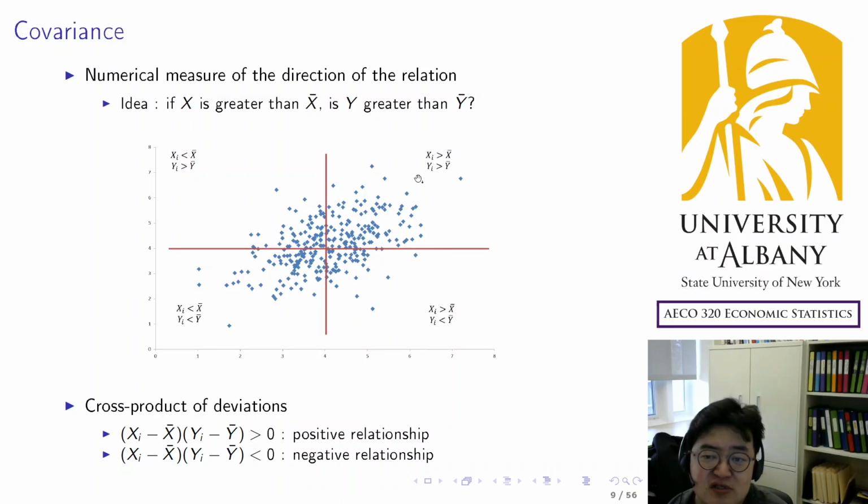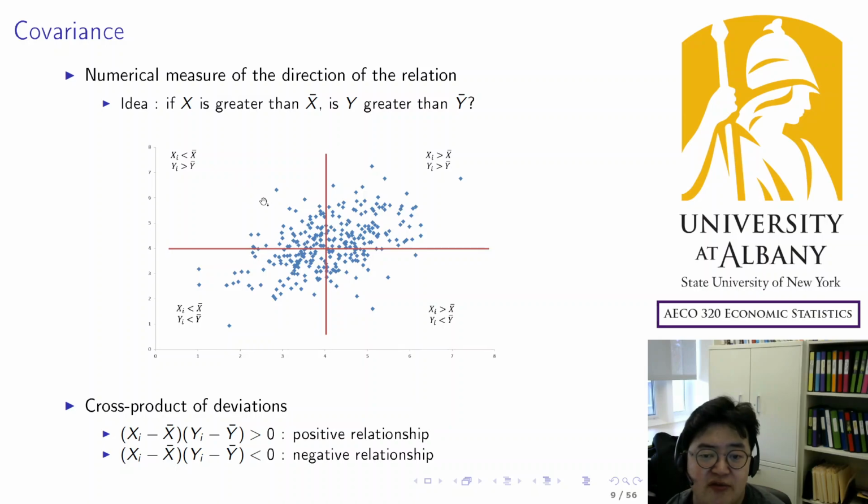So the first quadrant, x and y moved together, but in the second quadrant, x and y moved in opposite directions. Similarly, in the third quadrant, x and y both decreased. And in the fourth quadrant, x decreased but y increased.